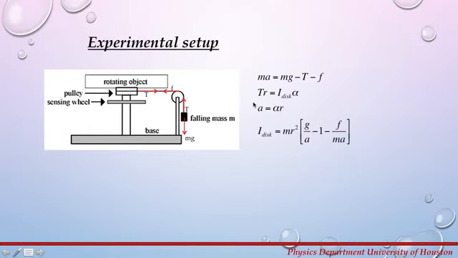So now let's write down the second Newton law equations. For the falling mass, it's going to be Ma is equal to mg minus tension in the cord minus the friction force.